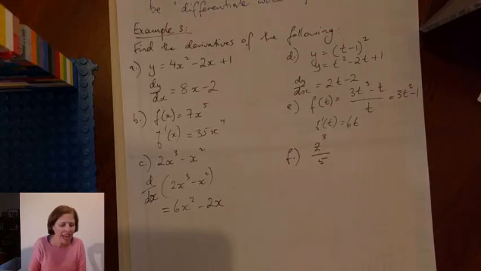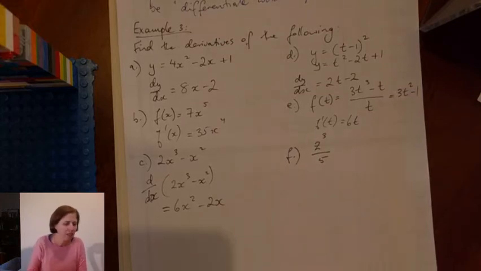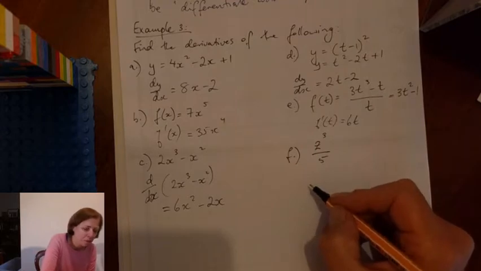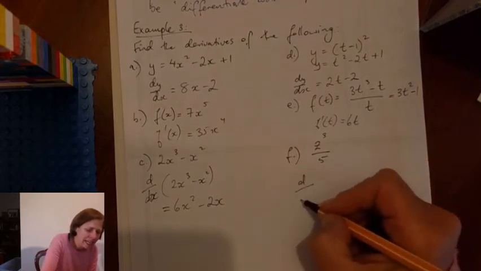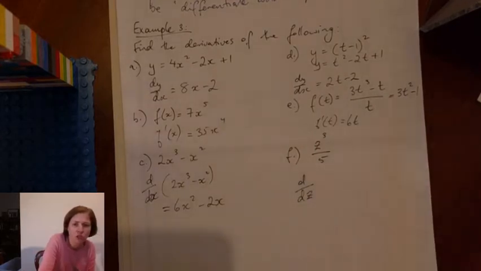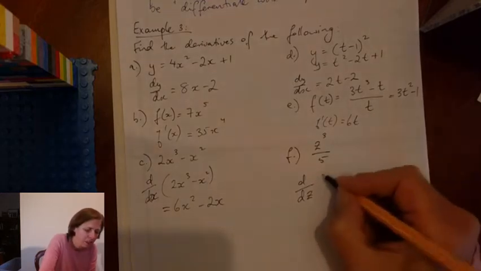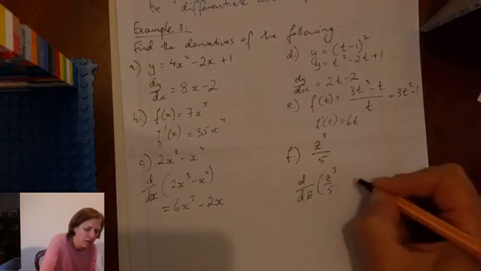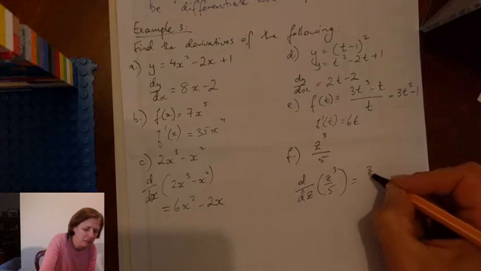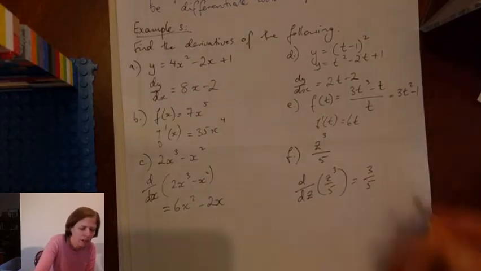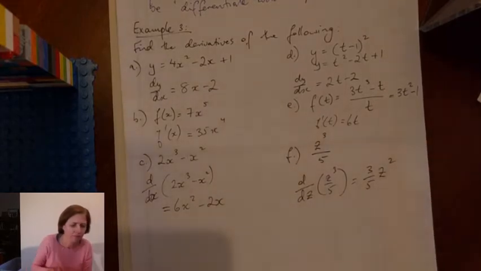The last one, z cubed over 5, is an expression, so I'm going to write d dz, so make sure you use the right variable, of z cubed over 5 is going to be 3 times, and dividing by 5, z squared.